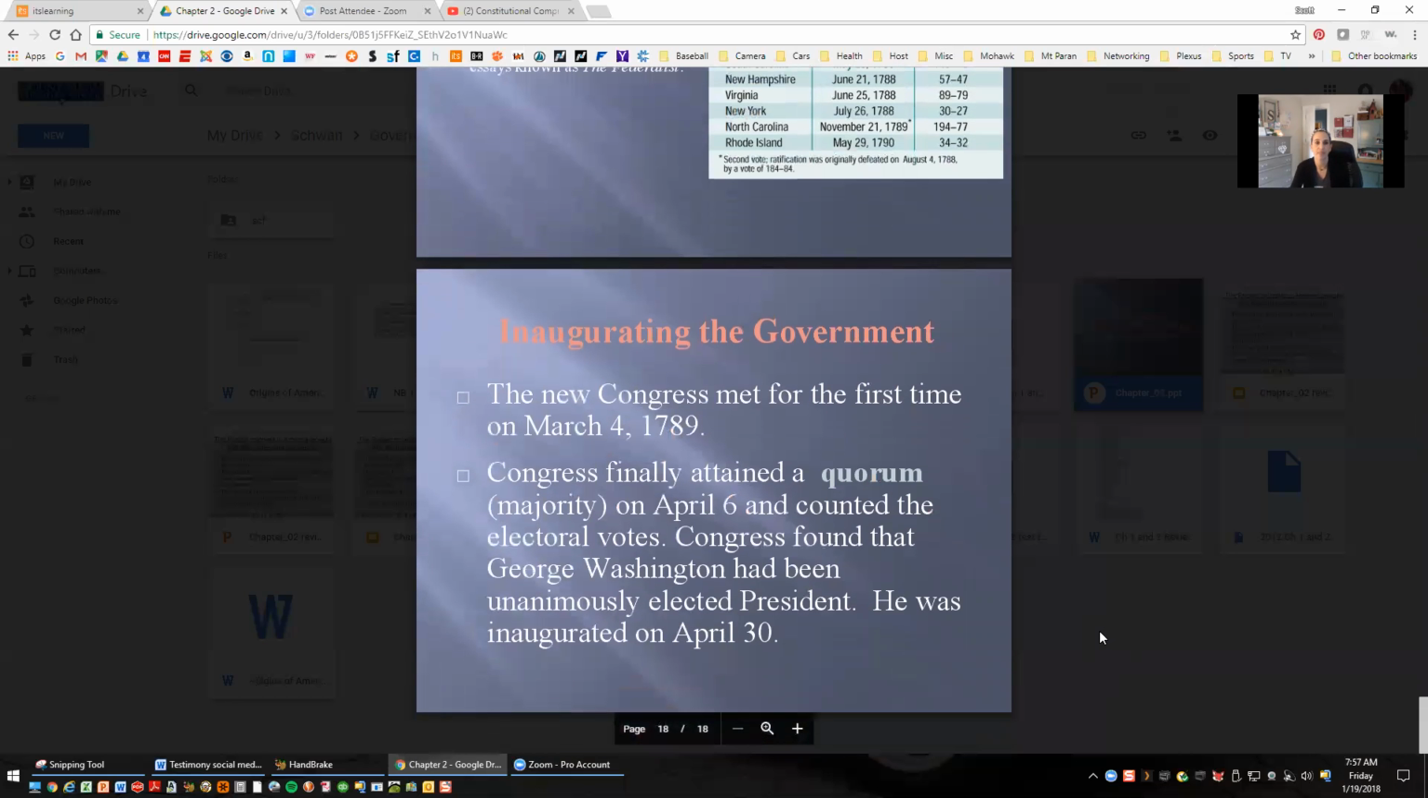So, last but not least, inaugurating the new government, the new Congress met for the first time March 4th, 1789, and it was at that first session that Congress unanimously elected the very first president, George Washington, and he was inaugurated on April 30th.